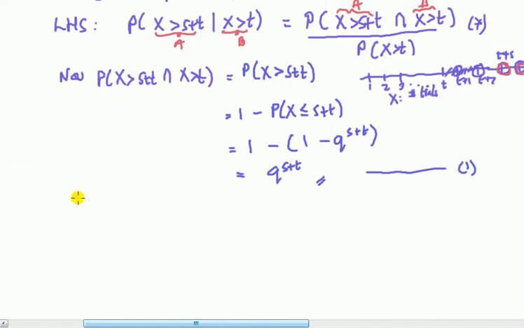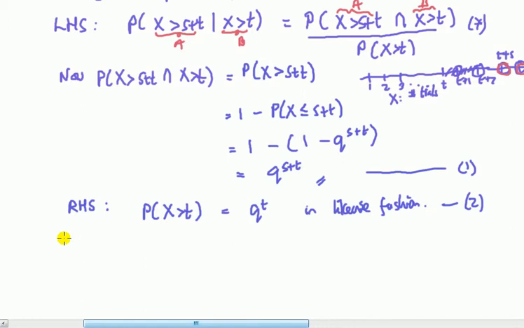The right hand side, we don't actually have to calculate anything, because you can just say analogously, if we did this from here, the probability of x bigger than t is just going to be q to the t, because it's got to be of the same pattern. From here goes to here. So basically you're just doing the power of whatever this is. You can say it in a likewise fashion, so that you understand that you haven't just made it up. So let's call that 2.